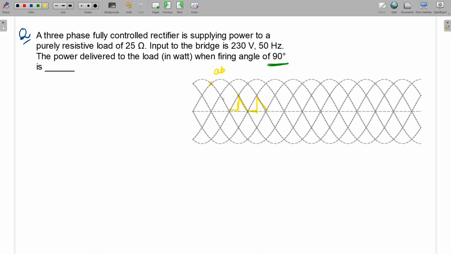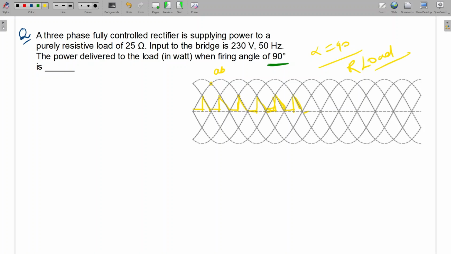This kind of waveform will be there. Is it clear? For purely resistive load. Clear to all? This will be the waveform. This will be 360. Is it clear to all? This is the output voltage waveform, alpha is equal to 90, R load.